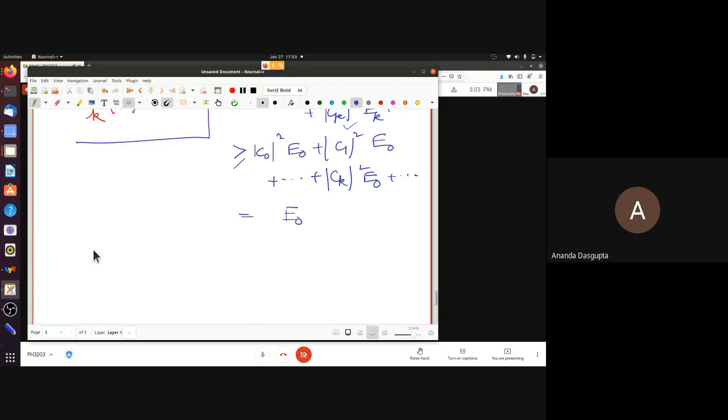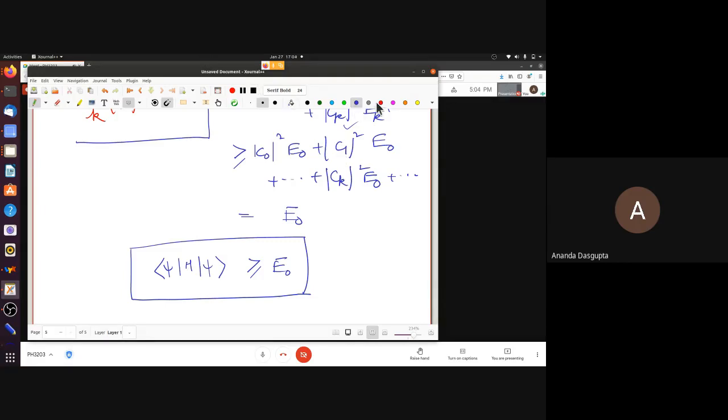Okay? So this is basically the result on which the variational principle is based. Take any normalized energy eigenfunction whatsoever, the expectation value of the Hamiltonian in that normalized eigenstate has to be equal to E0 or more than E0, cannot be less. Okay?